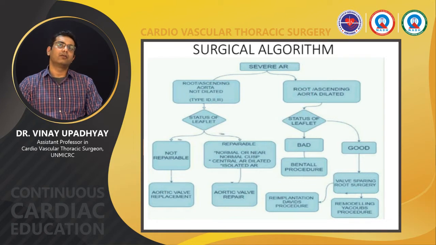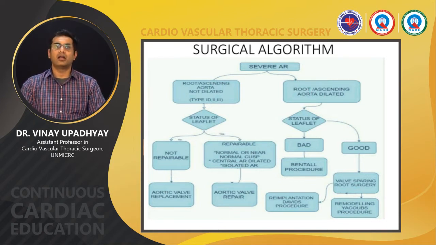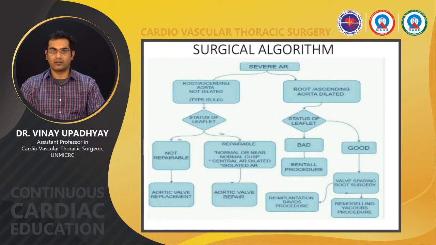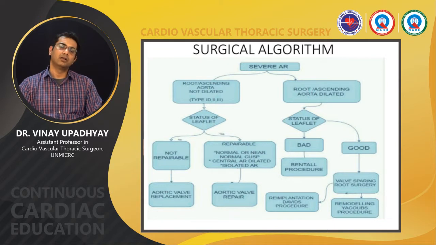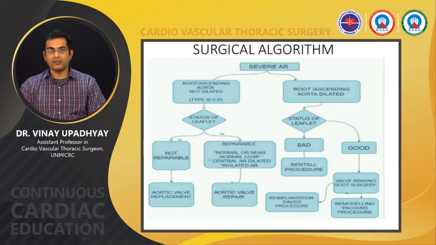And in case of severe AR, if the patient has a normal ascending aorta, then again we look for the status of the leaflet. If it is repairable, always try to preserve the native valve. If not, we plan for aortic valve replacement.